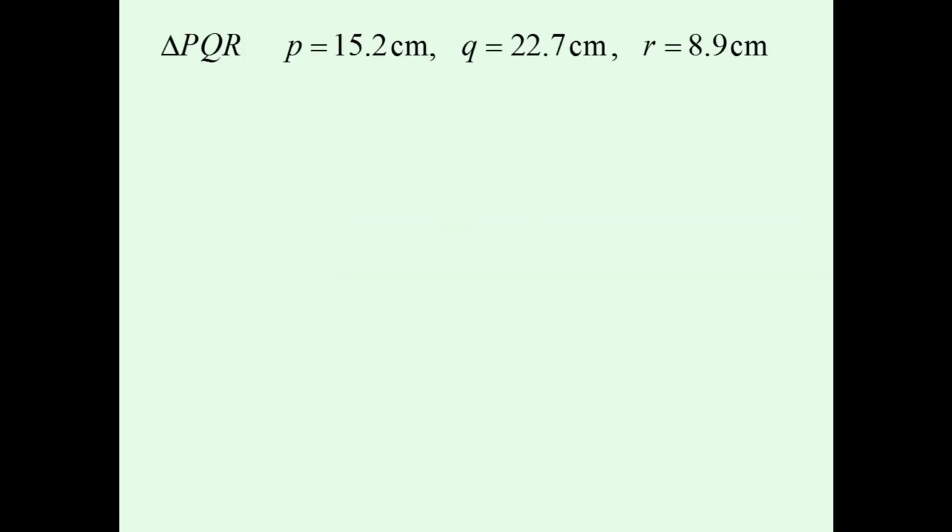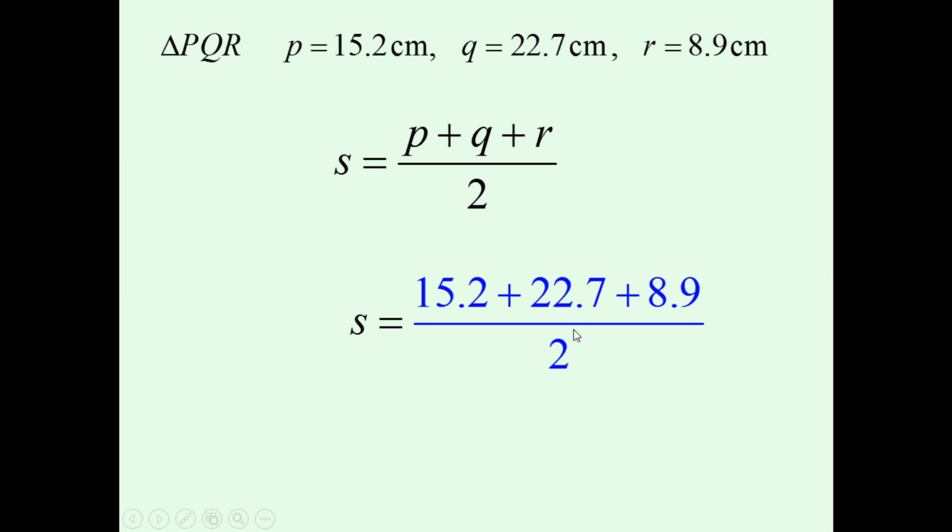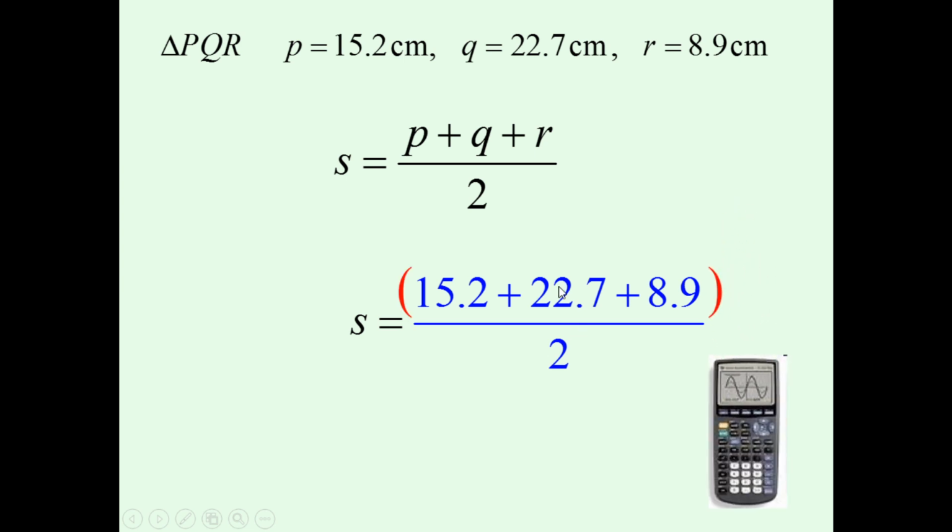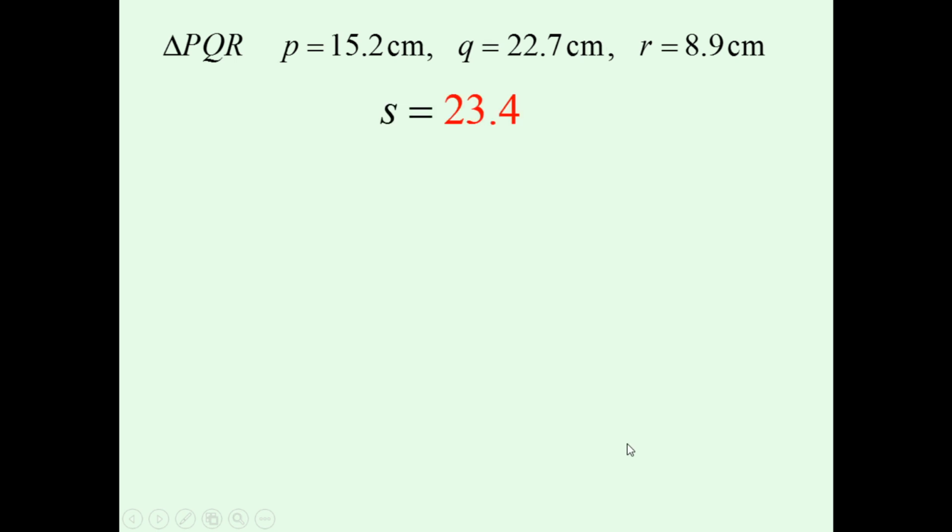Okay, so now let's work through some problems here. So example PQR, given with 3 sides. The first thing that you want to find is the semi-perimeter. So combine P, Q, R all together and then divide by 2. So here's what we found. 15.2 plus 22.7 plus 8.9, the whole quantity, divided by 2. So we do have 23.4.